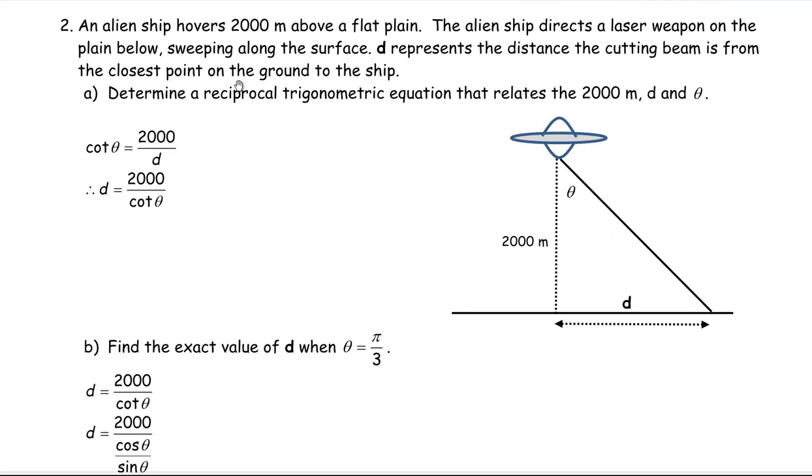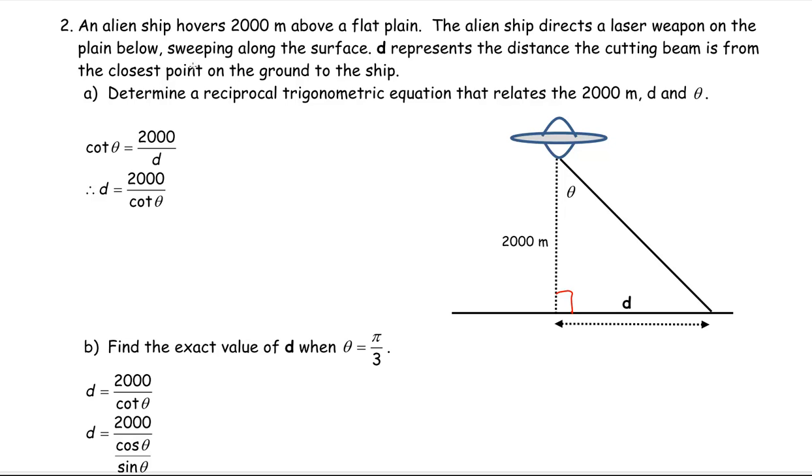For question number 2 here, we have an alien ship that hovers 2,000 meters above a flat plane, and it directs a laser weapon on the plane, sweeping along the ground. So it's sweeping in this direction here. D represents the distance from wherever it's cutting to that point directly below the ship. So this would actually be a right angle right here. We're asked to determine a reciprocal trigonometric equation that relates the 2,000 meters, the d, and the theta.